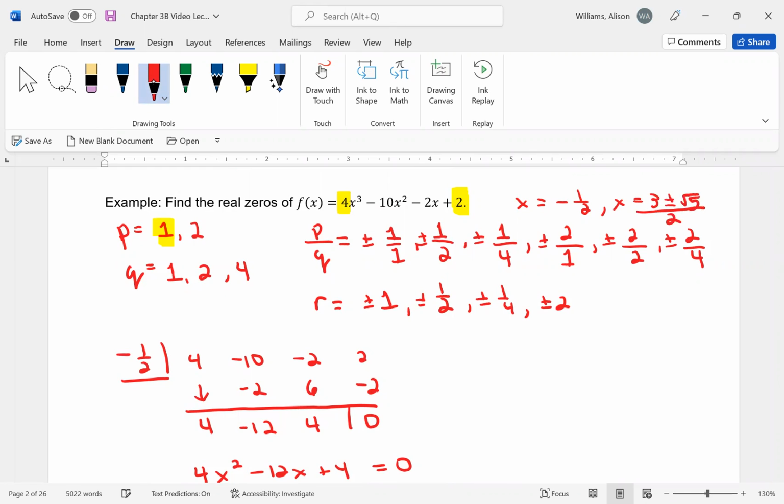Now, since I don't have space, I'm going to be lazy and just write it like that. But you may have to list them separately. You may have to do 3 plus radical 5 over 2 and 3 minus radical 5 over 2. That's how we would approach these problems.